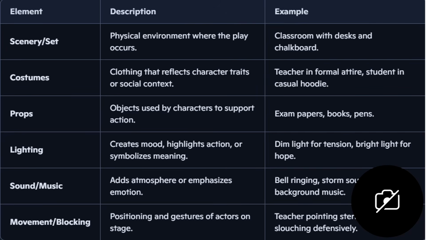Next, okay, these are the elements of a spectacle. So you just have to take a look at them for easy understanding. I mean, you can check the PowerPoint attached to this. So, the elements are set, costume, props, lighting, sound, music, and movement or blocking. So, physical environment, clothing or costumes, of course. Props are objects used by the characters. Lighting creates the mood. Sound, of course, background. Okay, so these are simple examples of what I have mentioned already.